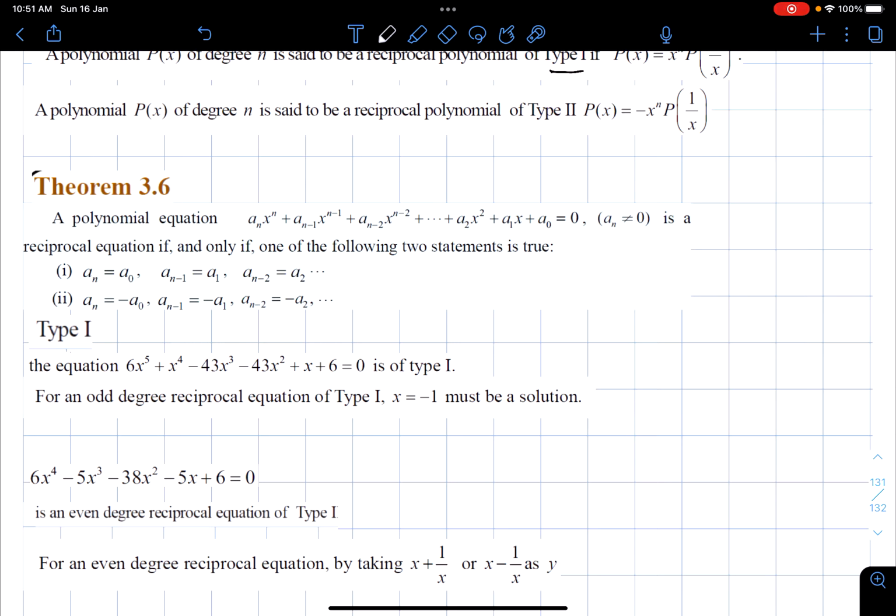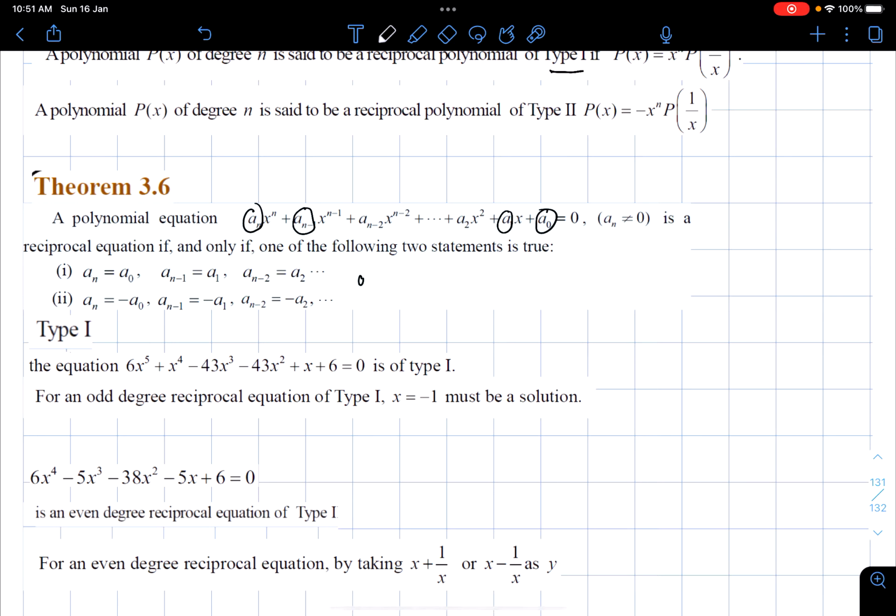A polynomial equation, they have given an equation a n x power n dot dot dot up to a naught equal to 0, where a n not equal to 0, is a reciprocal equation if and only if one of the following two statements is true. Either this should be true or this should be true. What is the first statement? A n equal to a naught. So the first coefficient should be equal to the last coefficient. Similarly, the second coefficient should be equal to the second last coefficient, and so on.